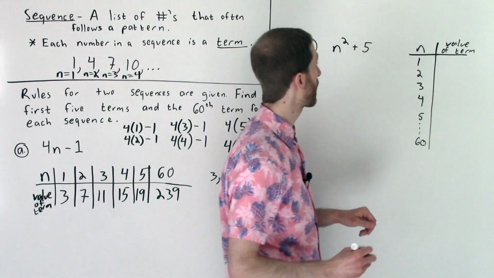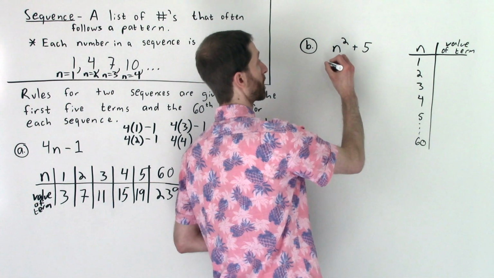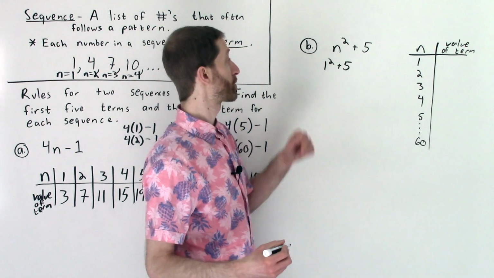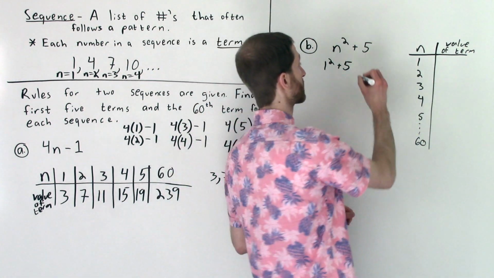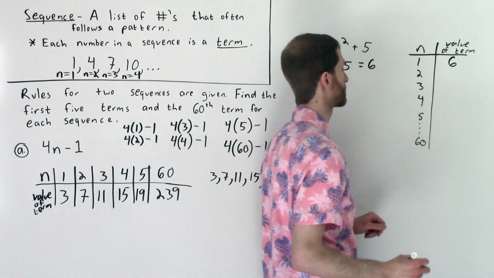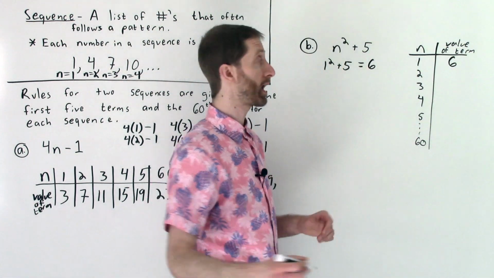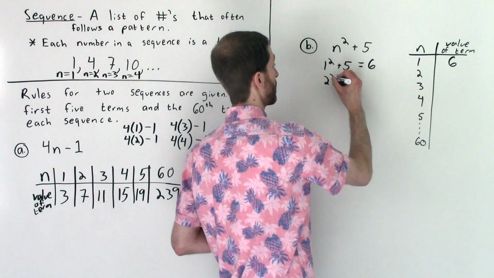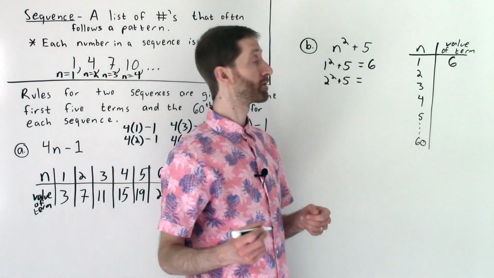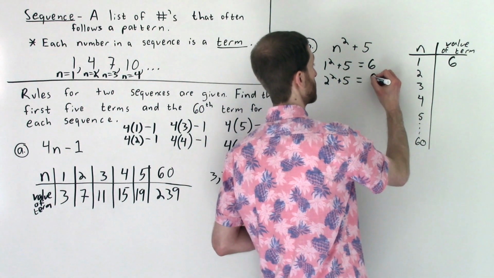Okay, if I plug in 1, here's my work. I'm going to square 1 and then add 5. 1 squared is 1, plus 5 is 6. So that means that the first term is 6. The second term, we will again evaluate. So I'm going to do 2 squared plus 5. 2 squared is 2 times 2 is 4, plus 5 is 9.